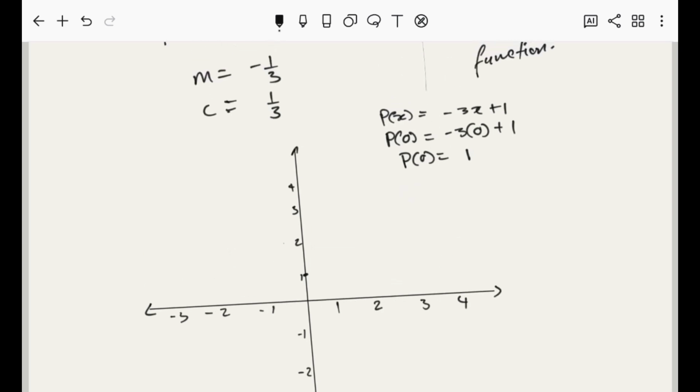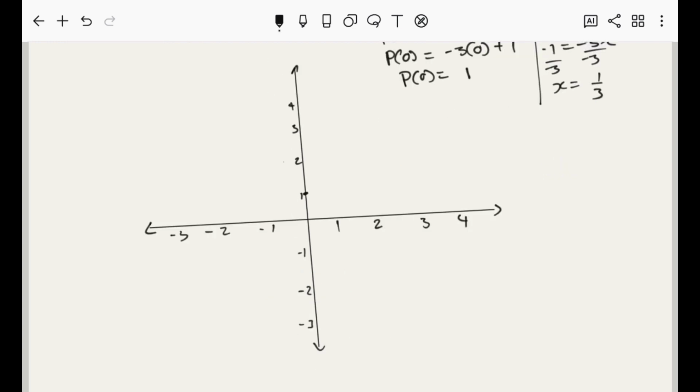Now we need to find the x-intercept. The x-intercept is found by letting y equal 0. When we do that, we get minus 3x plus 1 equals 0. Transposing 1, we get minus 3x equals minus 1. We divide both sides by negative 3. We get x is equal to 1 over 3. 1 over 3 would be somewhere over there.